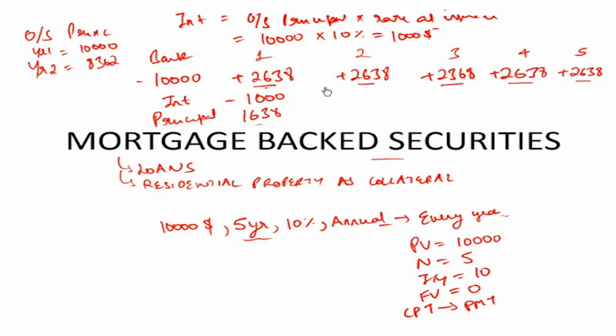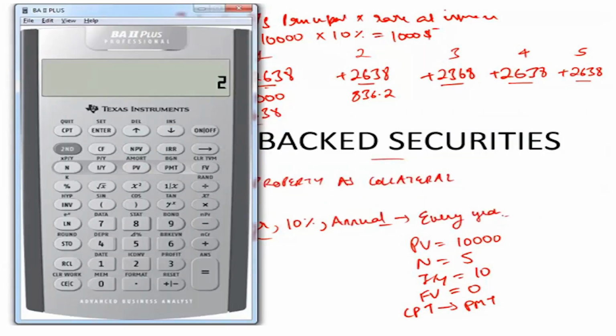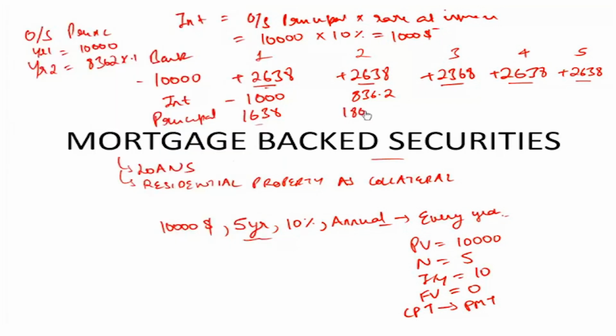So how much would be the interest payment in the second year? It would be 8,362 times 10%, or $836.2. Such that the principal repaid at the end of the second year would be 2,638 minus 836.2, that is about $1,802, or $1,801.8. Similarly, we can calculate for years 3, 4 and 5.